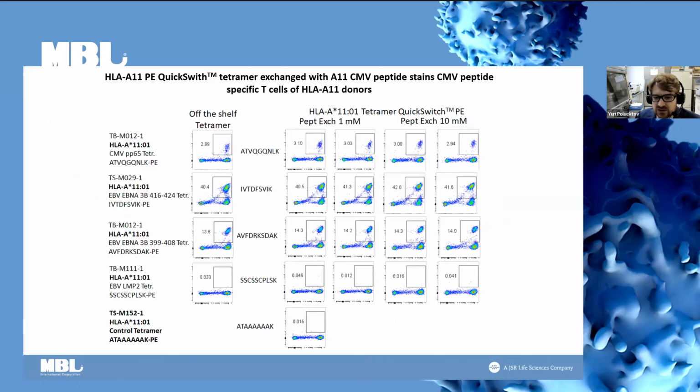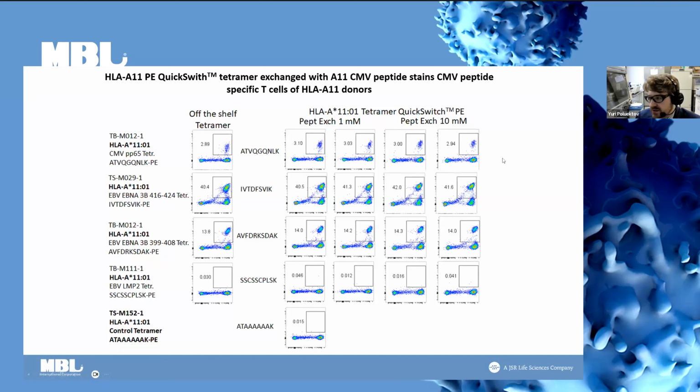So this is an example of stimulated PBMCs that are stained with HLA-A11 MHC tetramers, either folded traditionally, just off-the-shelf tetramers that you can buy from our company as well, or with the QuickSwitch exchange. And as you can see, using a peptide stock of 1 or 10 millimolar for the QuickSwitch exchange reaction does not change the staining results.